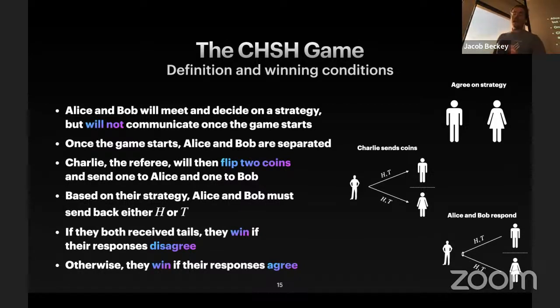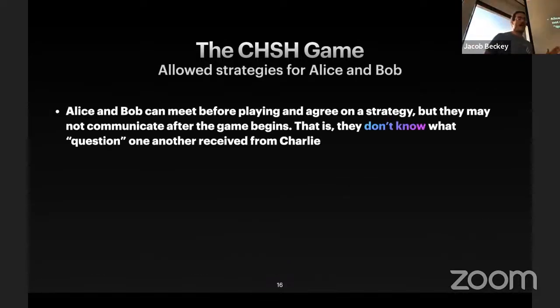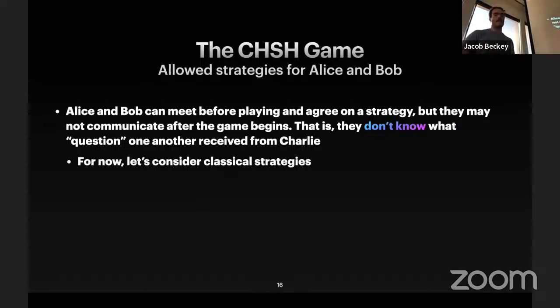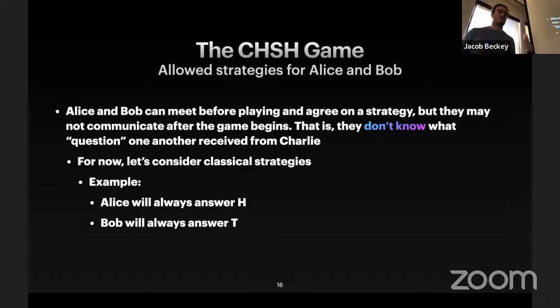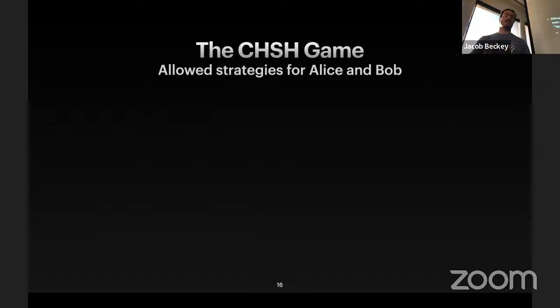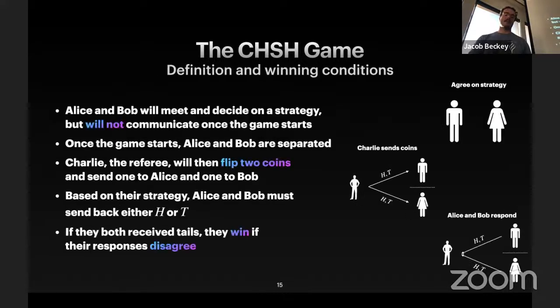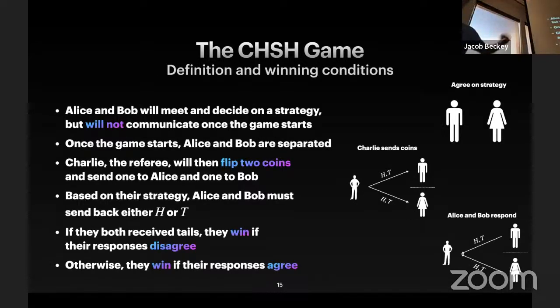Okay. So this is kind of a headache to even define. So I just want to give an example of an allowed strategy. I want to reiterate that they don't know what question they received from Charlie. So let's just consider this strategy. Let's just say Alice and Bob are lazy, and Alice is just going to say, I'm always going to answer heads, and Bob's going to answer tails. So that means that they always disagree. From the previous slide, they win when they disagree only if they receive both tails. So how frequently will this strategy work?